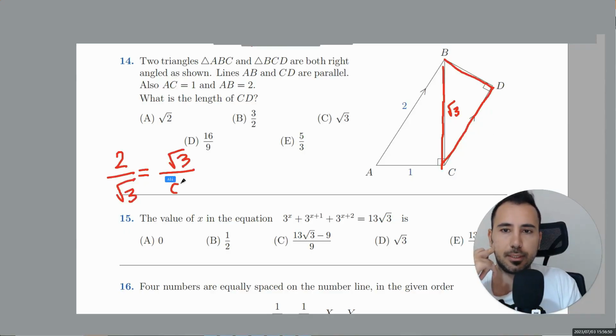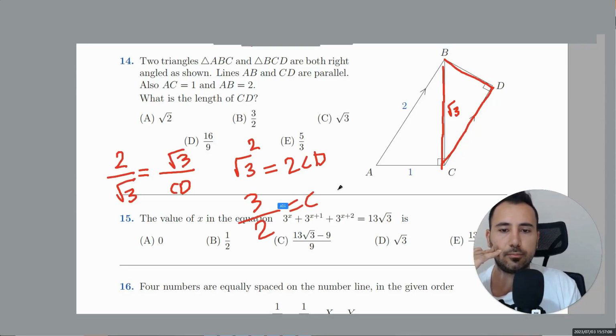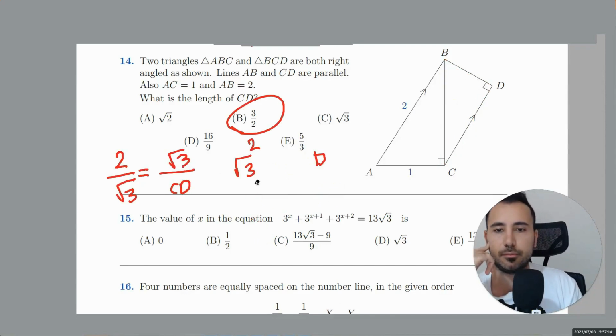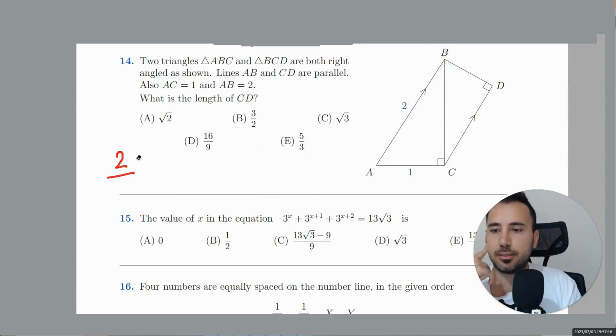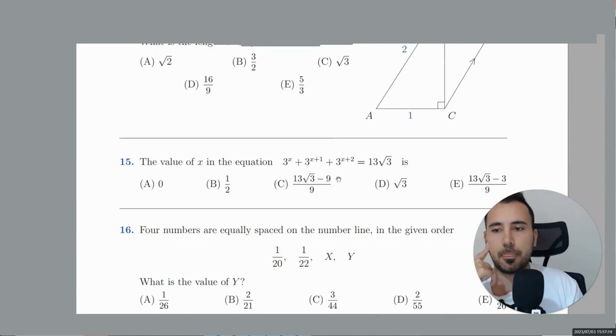So I'm going to write that CD. Cross multiplication, we'll get the square root of 3 squared equals 2 CD. This will be 3 over 2 equals CD. So it's up to you, right? Trigonometry was not necessary.